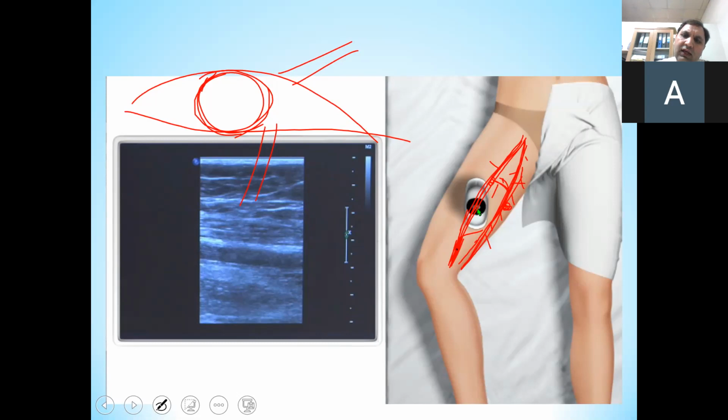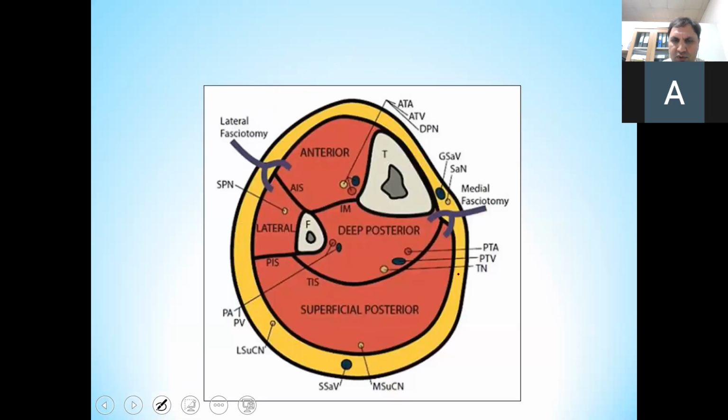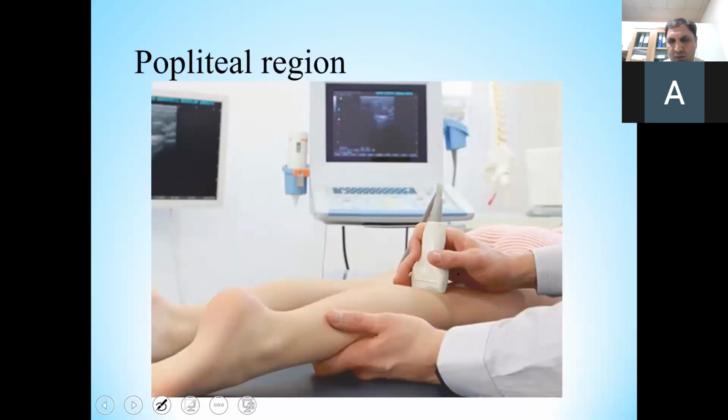So here you can evaluate the femoral artery and vein at the adductor canal, and then this femoral artery and vein will move posteriorly to the popliteal region, and you can evaluate it in the lateral decubitus position or prone position. So here this is the prone position for the evaluation of the popliteal region. You can place your transducer in short axis view to locate the popliteal vein and artery.